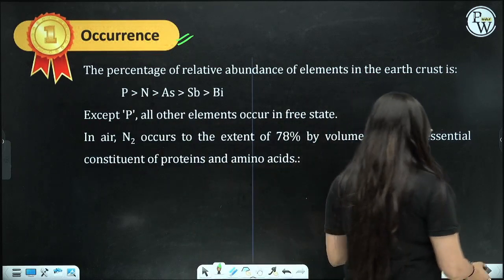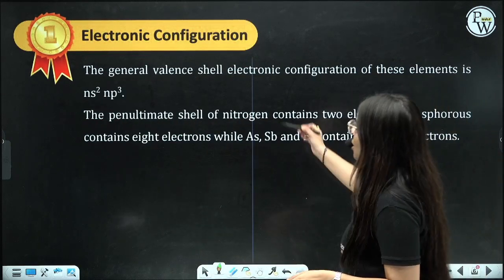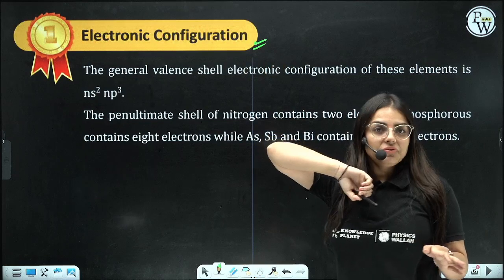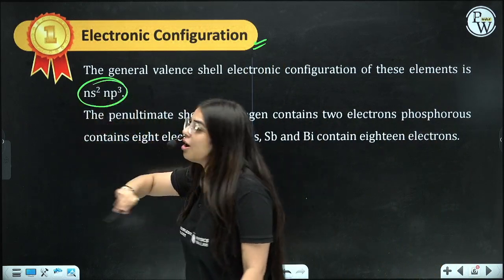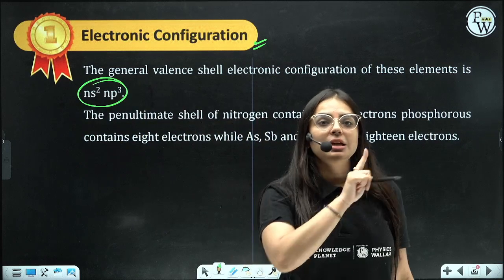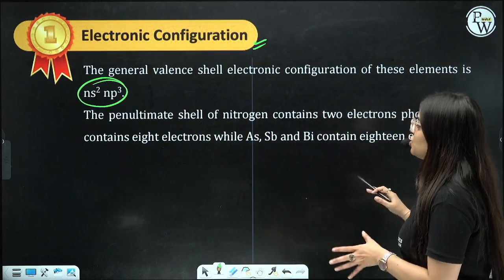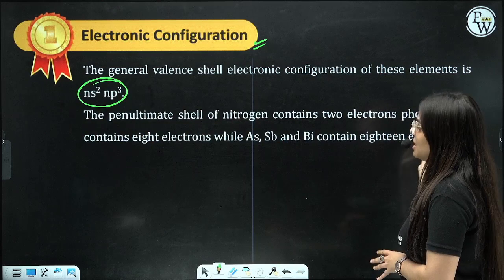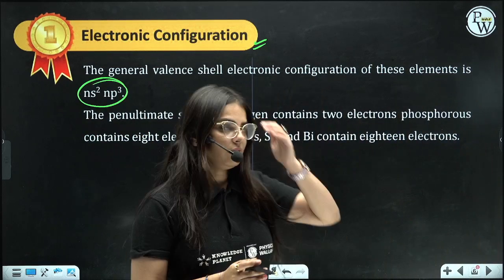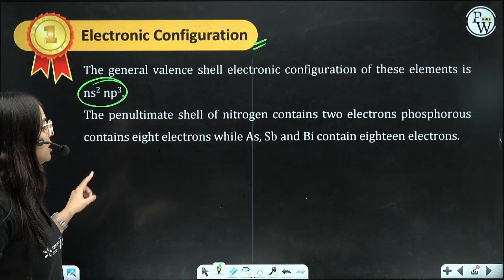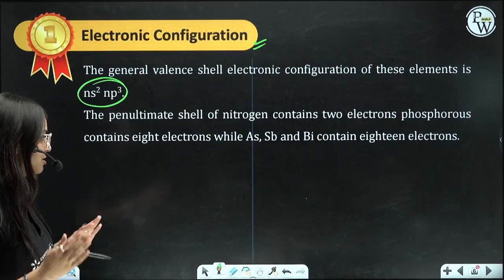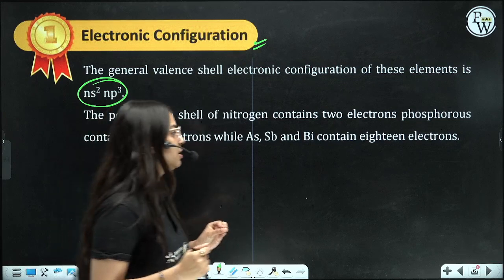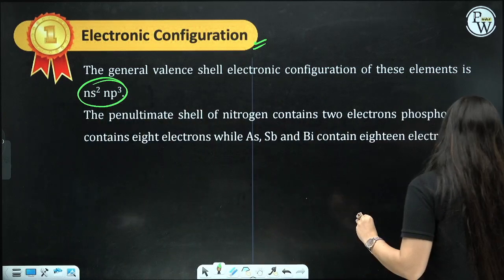Now, this is just a general knowledge topic. Now, we have also done the electronic configuration part. I already told you that we have a general electronic configuration of ns2np3. Clear? Now, the penultimate shell of nitrogen contains 2 electrons. Penultimate means the inner shell. Phosphorus contains 8 electrons, while arsenic, Sb and Bi contain 18 electrons.